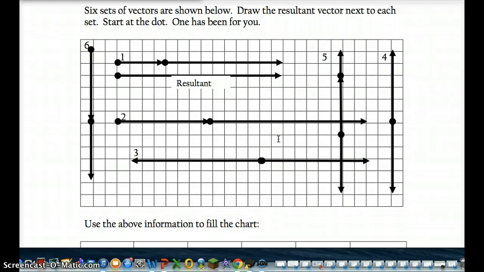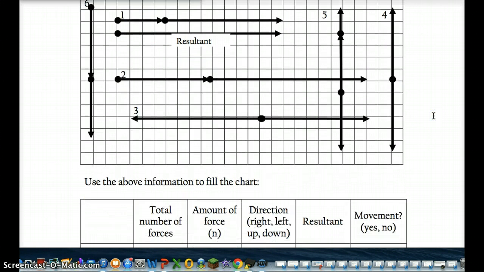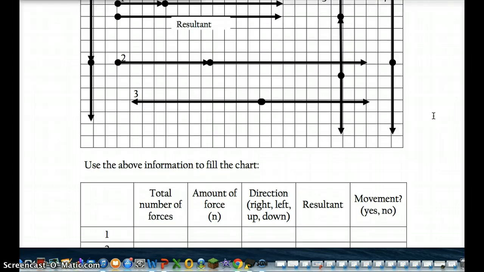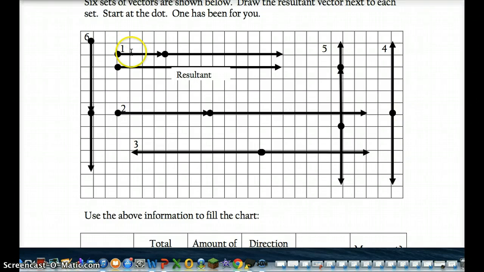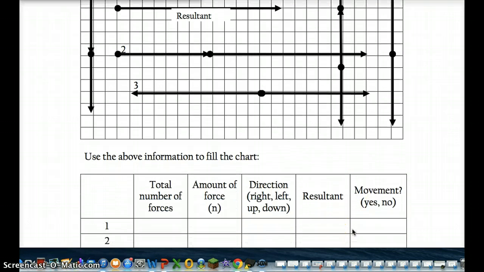Now, what we're going to do down here, we have 6 sets of vectors shown below. Draw the resultant vector next to each set. Start at the dot. One has been done for you. So we've got this, it was 1, 2, 3, 4, and you see there's a chart down here. Okay, you're going to need to complete the chart. For number 1, how many forces are there? There are 2 forces. Okay, so you're going to write the number 2 under the total number of forces. The amount of force in newtons.